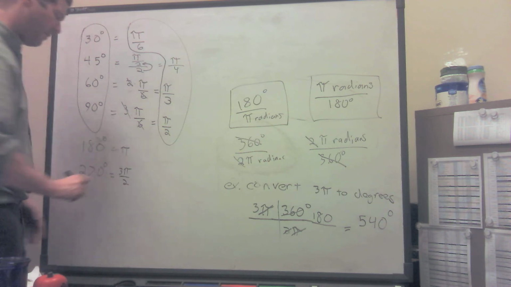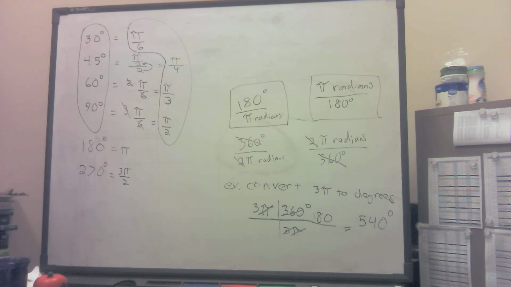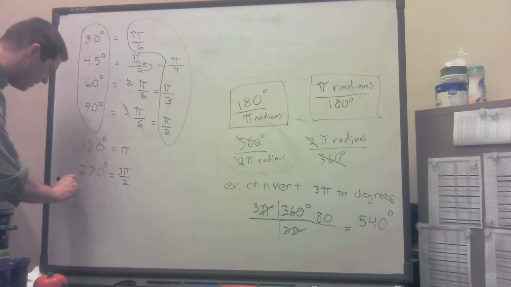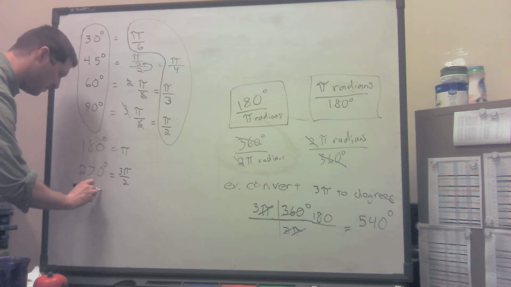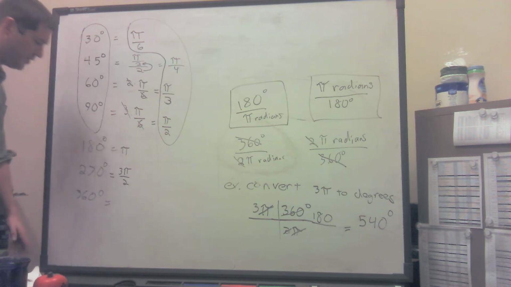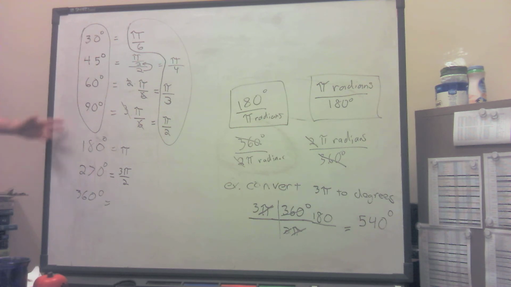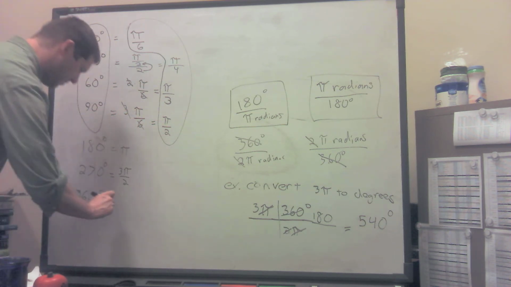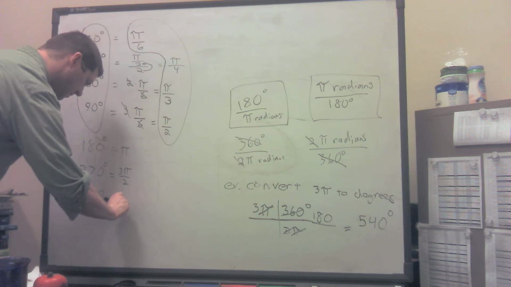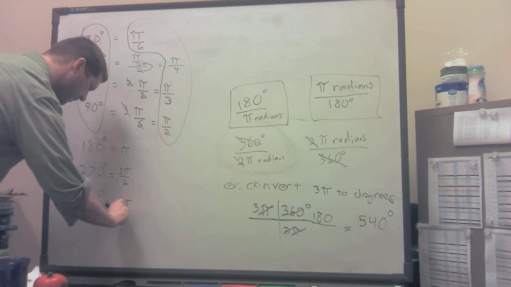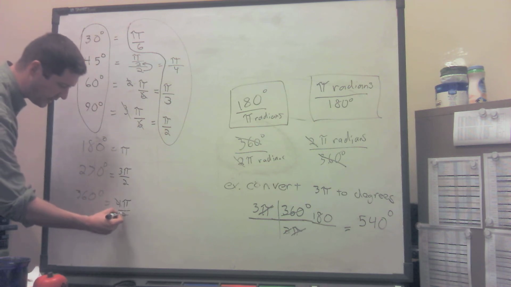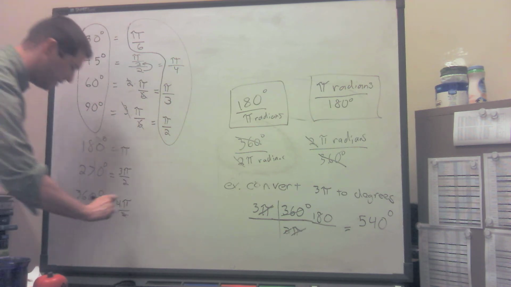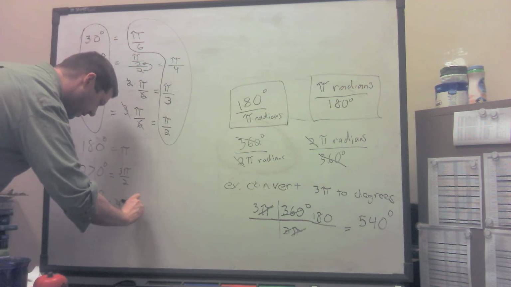That one I don't even have to simplify, so that's nice. 360. Now 360 degrees you should just know, but that's 4 times 90 degrees. And what's 4 times pi over 2? Four times pi over 2. Again, we can cancel that out. Cancel out our 4 and our 2. And we get just 2 pi.